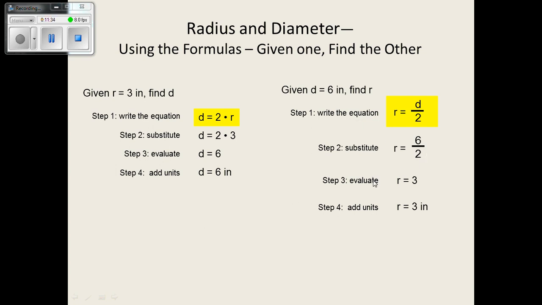Step 3, evaluate, simplify, do the math. 6 divided by 2 is 3. So now we have R equals 3. But that 3 could be anything at this point. If you were to answer the radius is 3, Miss Rillema, I would say 3 what? 3 feet, 3 yards, 3 miles? Well, we're working with inches, so the radius here is 3 inches.